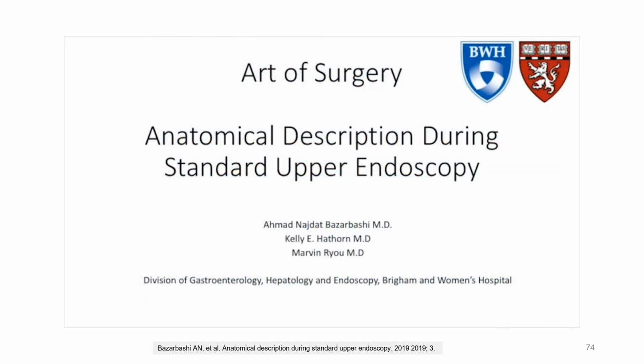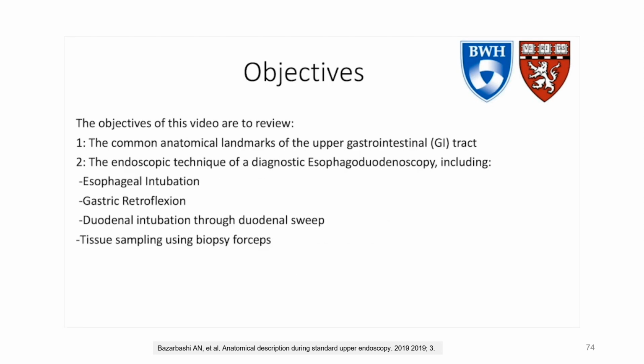Anatomical description during standard upper endoscopy. In this video, we describe a standard upper endoscopy performed on a 50-year-old gentleman with a history of chronic gastroesophageal reflux disease and dyspepsia. We highlight basic endoscopic maneuvers performed during upper endoscopy and important anatomical landmarks. The objectives of this video are to review the common intubation and tissue sampling using biopsy forceps.